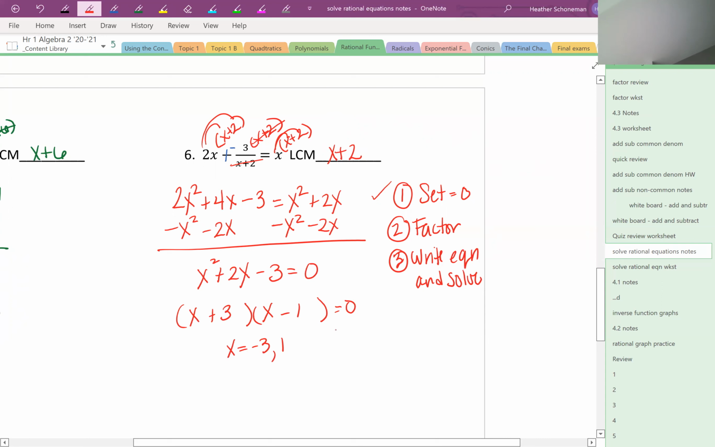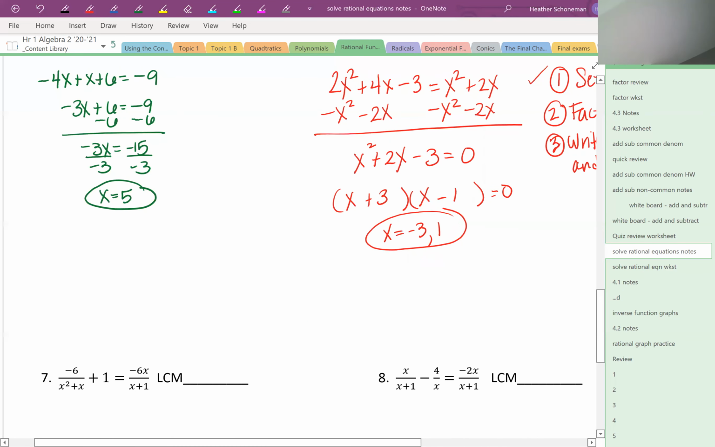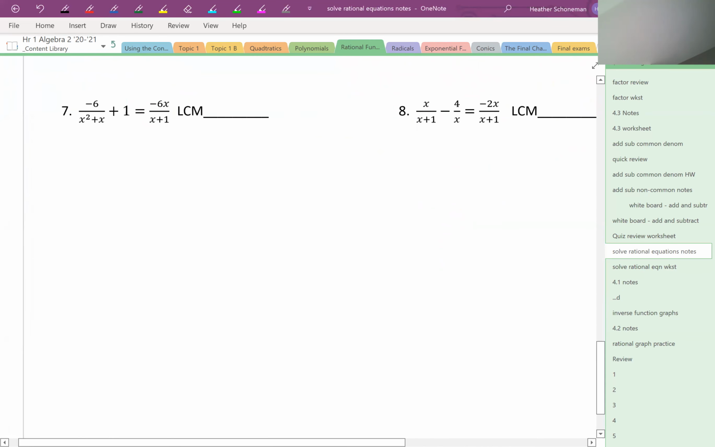But now I need to check. Will any of these answers make my denominator 0? If I plug in -3, -3 plus 2 is not 0. If I plug in 1, 1 plus 2 is not 0. Neither answer is extraneous. They both work. I would say about 30 to 40% of the time, you're going to get an extraneous answer. So it's really important that you keep checking.